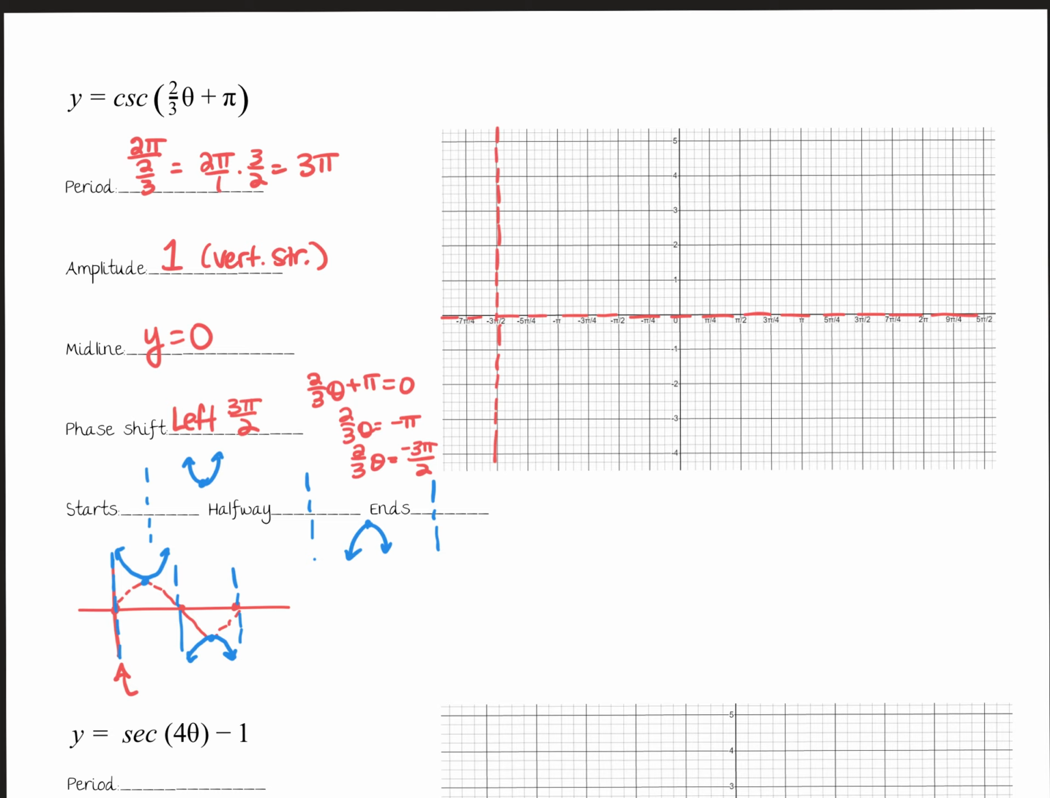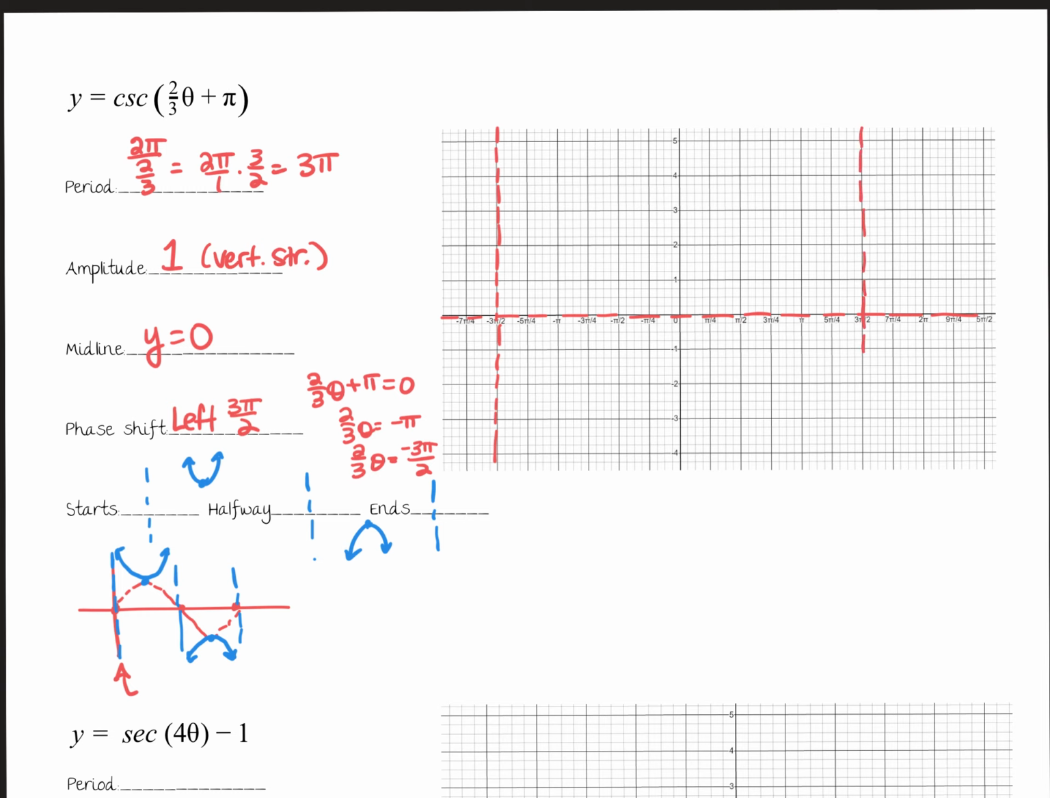Now, here's what I know. I know that the period length is 3 pi. So what I need to figure out is how many spaces does it take to get 3 pi, or even 1 pi, and then just multiply it by 3. So looking at my graph, it looks like if I count 1, 2, 3, 4 bold lines would give me 1 pi. So I'm going to need to do 1, 2, 3, that's 1 pi. 1, 2, 3, that's 2 pi. 1, 2, 3, that's 3 pi. Okay, so that's going to be the end of a cycle here at 3 pi over 2. So I'm going to go ahead and put that in there.